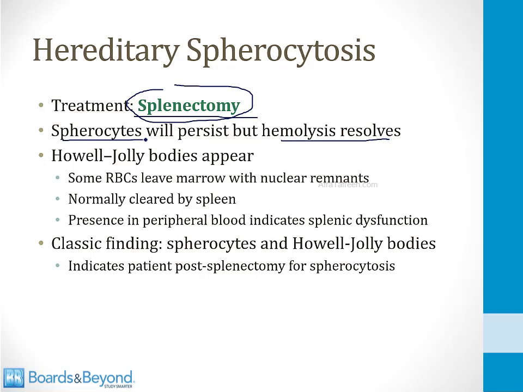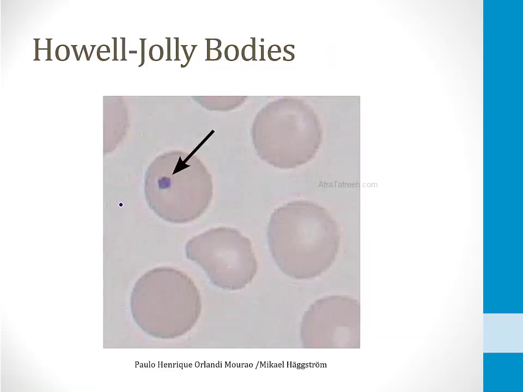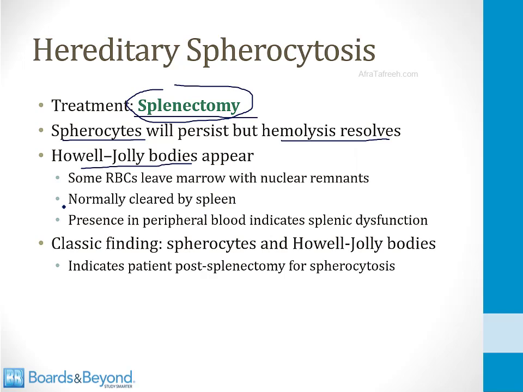Now, one important thing you should know about patients who have had their spleen removed for spherocytosis. When this is done, Howell-Jolly bodies will appear in the peripheral blood. This is a picture of a Howell-Jolly body shown on the screen here. It's a small inclusion inside of a red cell. The reason Howell-Jolly bodies appear when the spleen has been removed is because some red cells normally leave the marrow with nuclear remnants. These red cells are usually cleared by the spleen. But if a person has splenic dysfunction for any reason, including if the spleen has been removed, then the Howell-Jolly bodies will appear and be present inside of red cells in the peripheral blood.